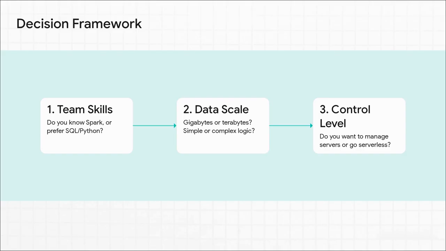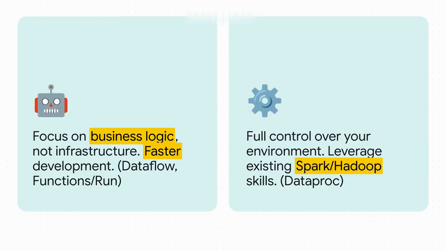Do you want to obsess over optimizing a Spark configuration, or would you rather just write your code and trust Google to run it for you? When you strip it all away, your choice really comes down to this one core trade-off. On one side, you have serverless abstraction with Dataflow and Functions. This lets you focus purely on your business logic and just move faster. On the other side, you've got managed control with Dataproc, which gives you the power to leverage very specific skills and totally customize your environment. Neither one is better than the other. They just solve for very different needs.